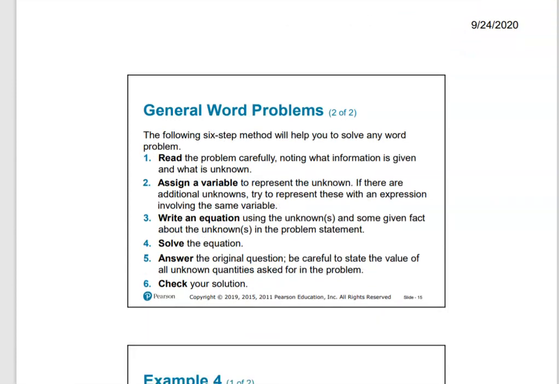The following 6-step method will help you to solve any word problem. You want to read the word problem carefully, noting what information is given and what is unknown. Assign a variable to represent the things that are unknown. If there are additional unknowns, try to represent these with an expression involving the same variable. You want to write an equation using the unknown and some given fact about the unknowns in the problem statement. Solve the equation. Answer the original question. Be careful to state the value of all the unknown quantities it asks for in the problem, and then check your solution.